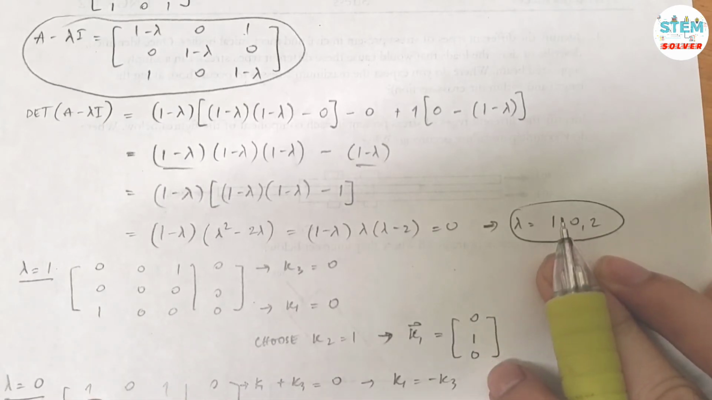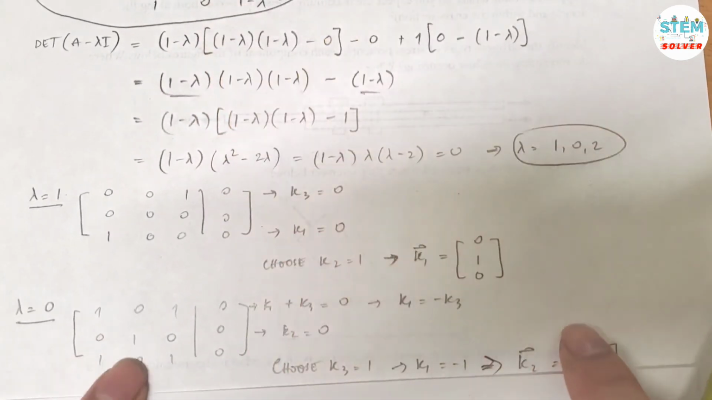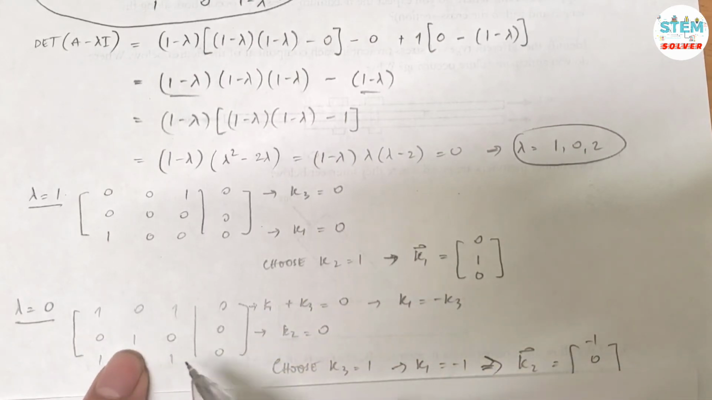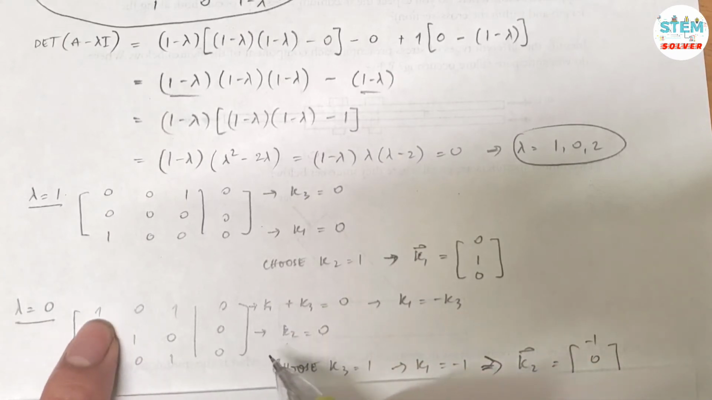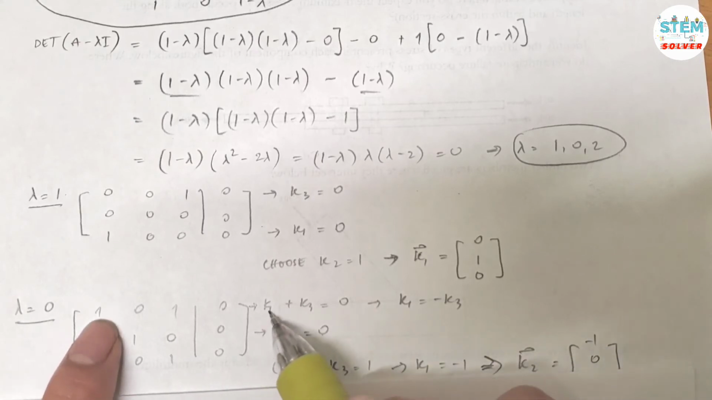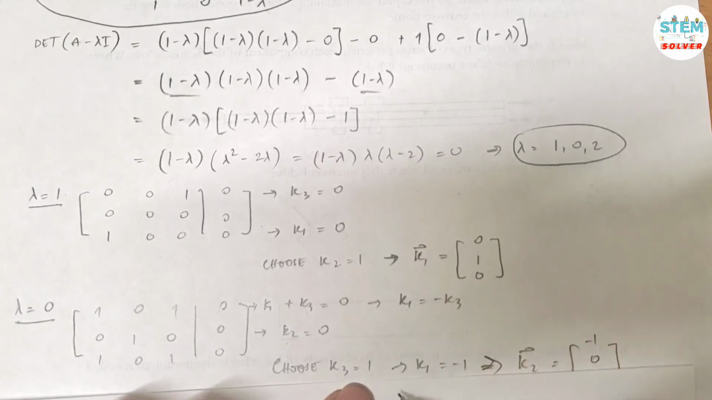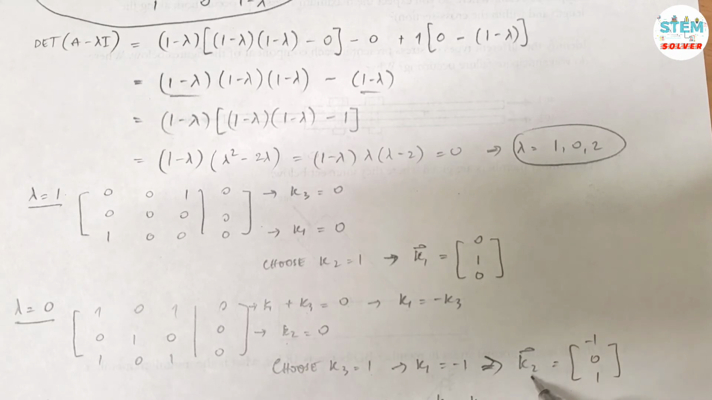Now you are going to repeat this process for lambda equals 0. Plug it into this matrix. That gives you a new matrix, which is this, augmented with 0. Very quickly I can figure out k2 equals 0. Now use the first or the third equation: k1 plus k3 equals 0. Then k1 equals negative k3. Choose k3 equals 1, then k1 equals negative 1. You can choose whatever value for k3 as long as it's not 0. Then my vector k2 is negative 1, 0, 1.